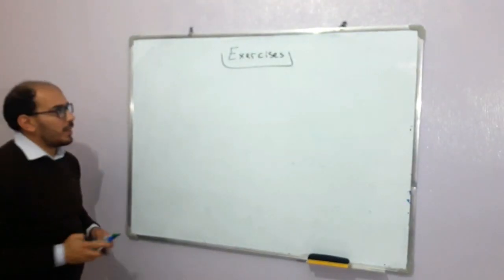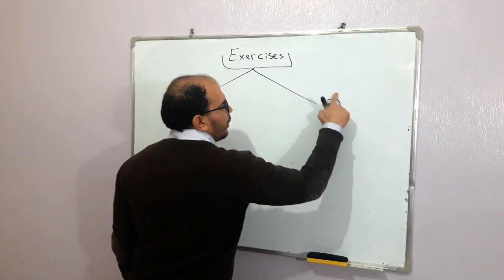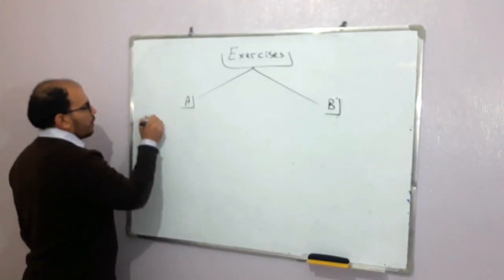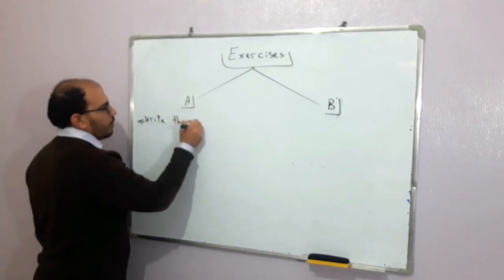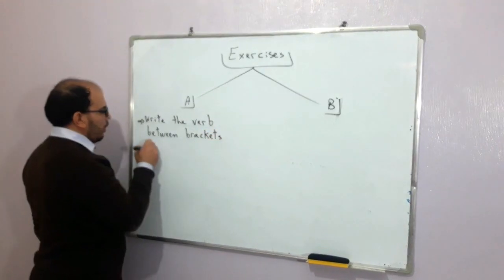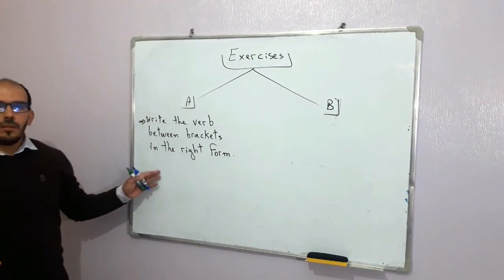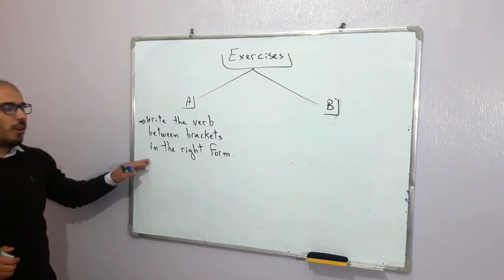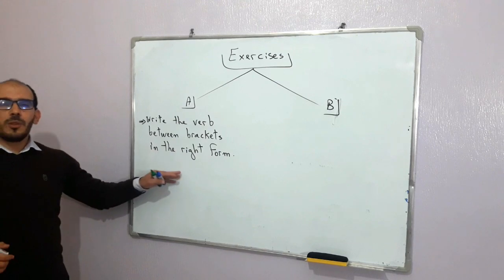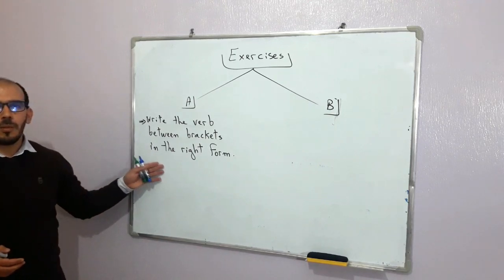When we speak about the exercises, we have two types of exercises, A and B. For exercise A, for example, what do they tell you? Write the verb between brackets in the right form. And you find that they give you a conditional sentence, either the condition or the result, and they tell you that the missing verb, you have to put it in the right form. This means you have to check the sentence and know which type it is, and then put the verb in the right form.